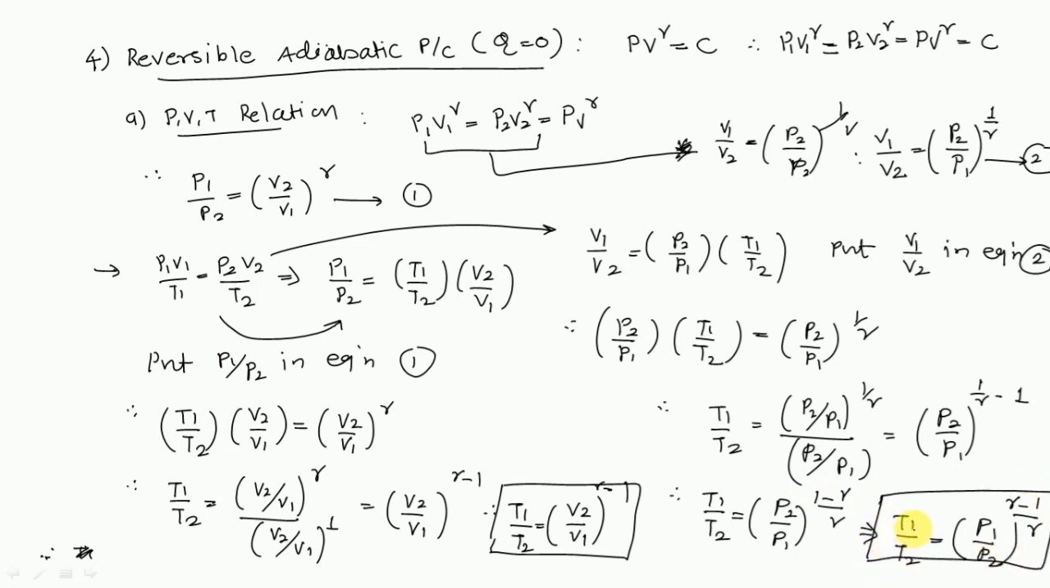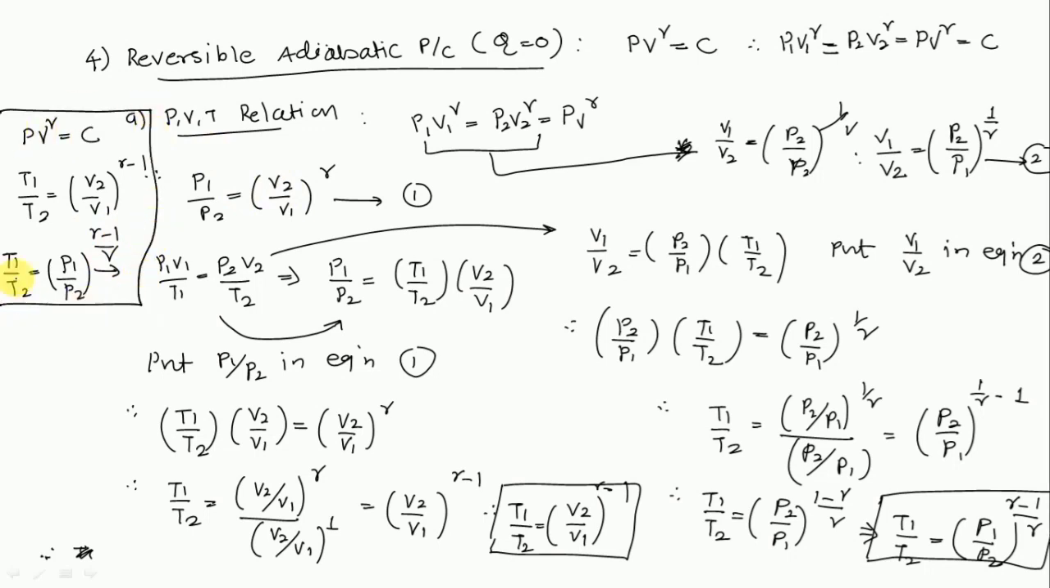So in the PVT relation we have three main equations. One is PV raised to gamma is equal to C. Second is T1 by T2 is equal to (V2 by V1) raised to gamma minus 1, and third is T1 by T2 is equal to (P1 by P2) raised to gamma minus 1 upon gamma. These three relations are very important for us. Note down these three relations for the adiabatic process or reversible adiabatic process.